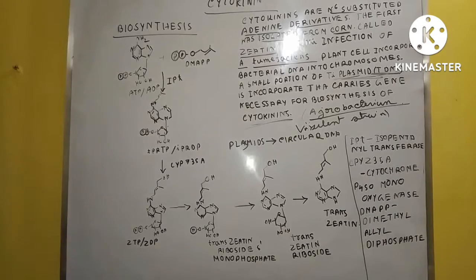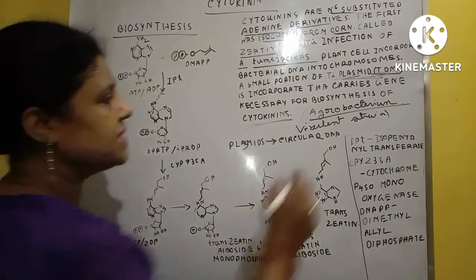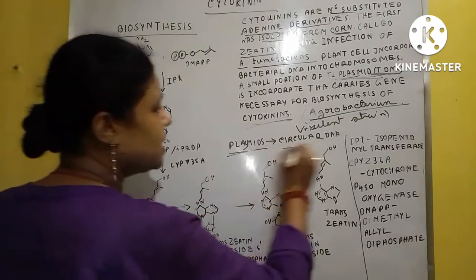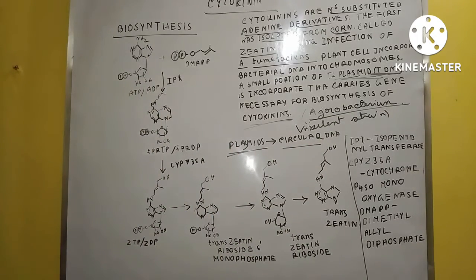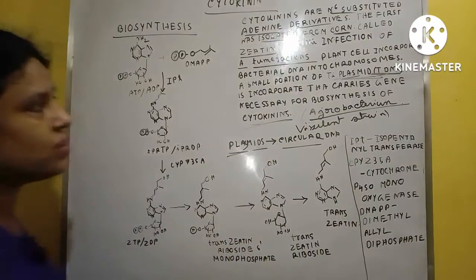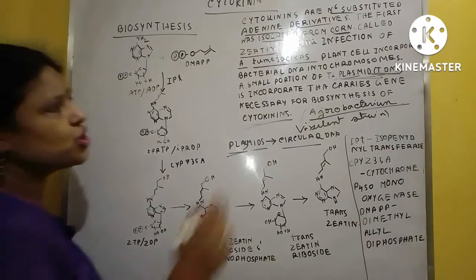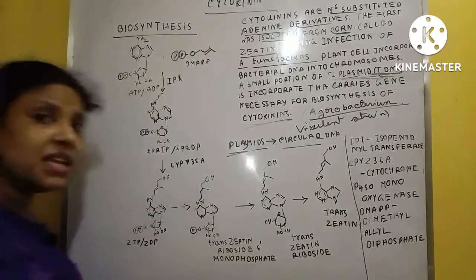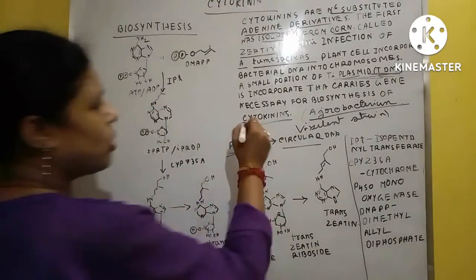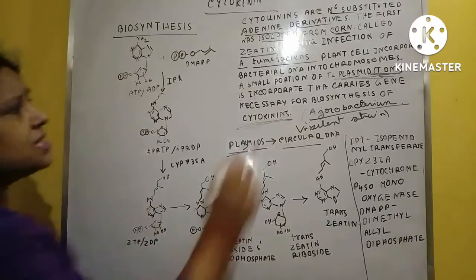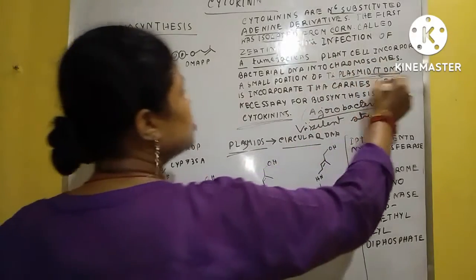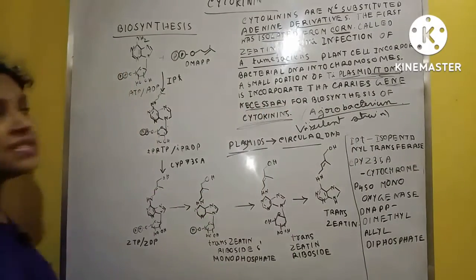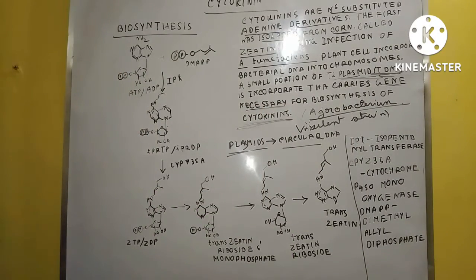So here the virulent strain is the agrobacterium, and what is called the plasmid? The circular DNA that is present in the bacterial cell. This is called the plasmid. Okay, and the very small portion of the Ti plasmid, that is called the tDNA, is very important for the biosynthesis of the cytokinin, because this tDNA carries one kind of gene that is necessary for the biosynthesis of the cytokinin.